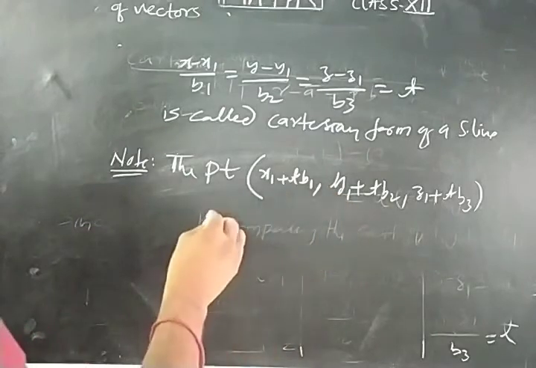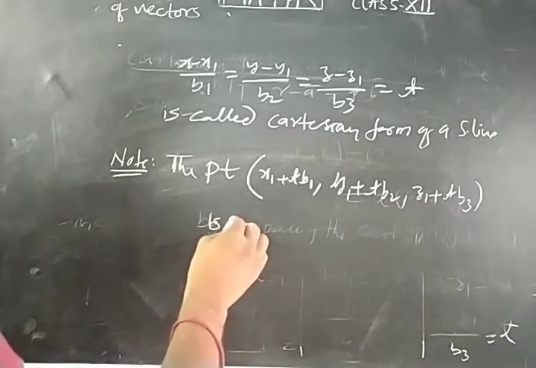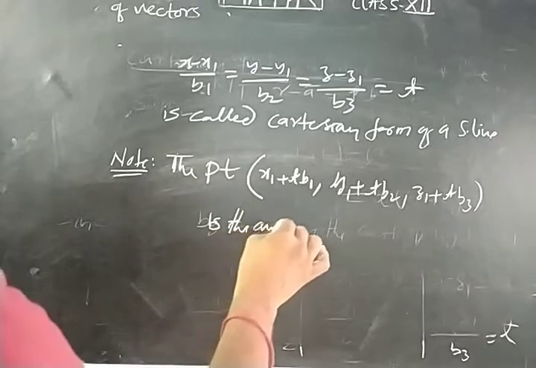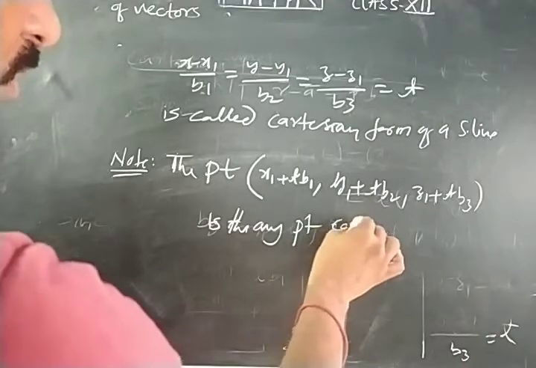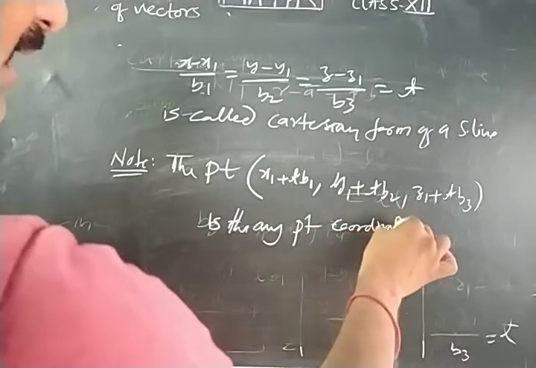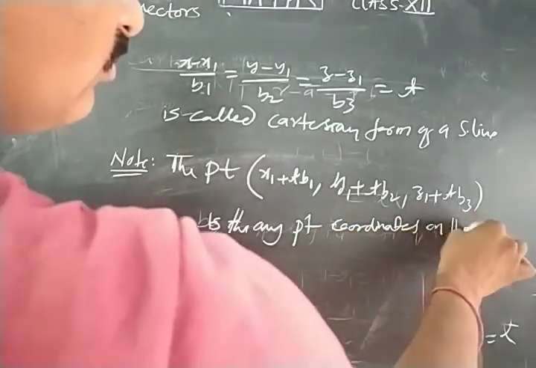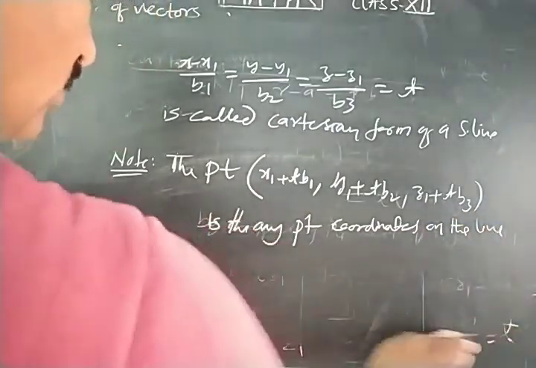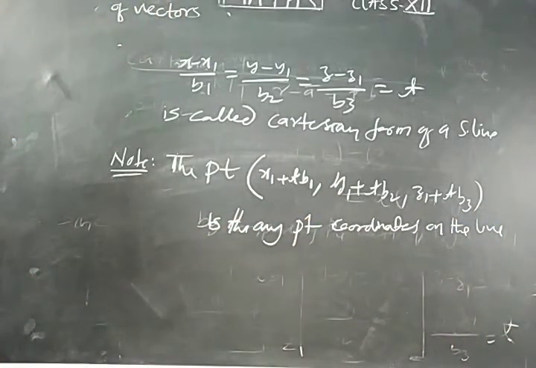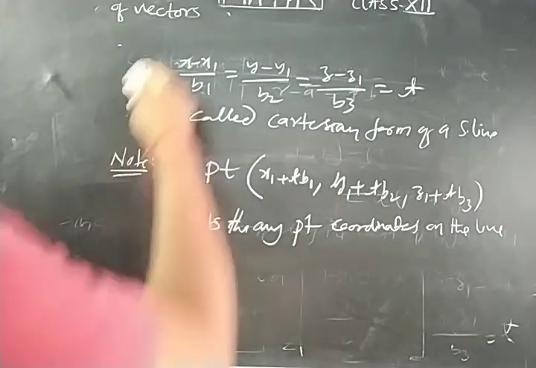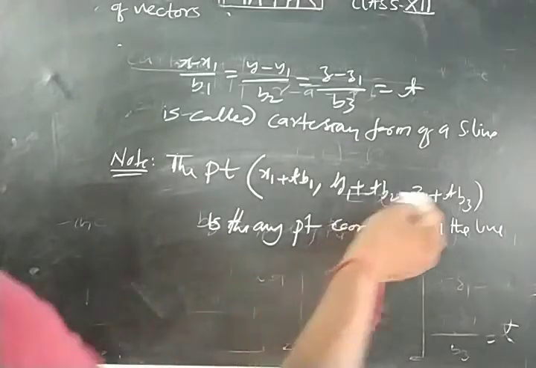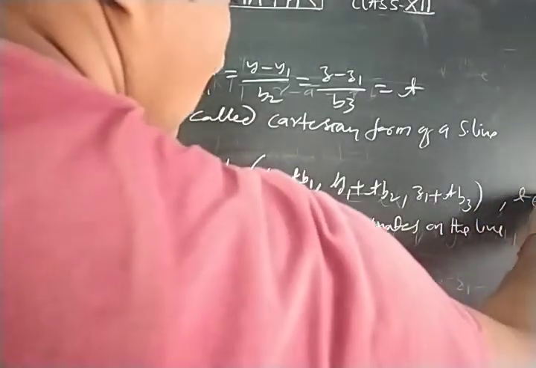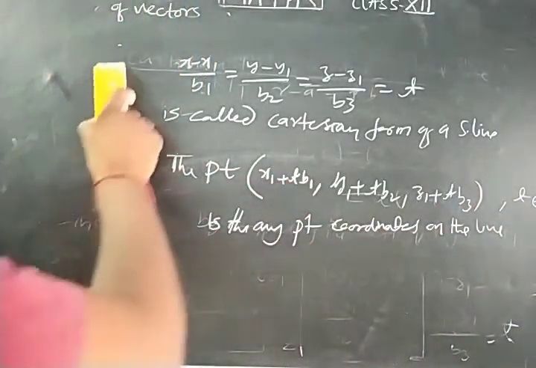The coordinates of any point on the line, okay. So we can use this formula to find any point on the line if you have the equation of the straight line in Cartesian form, right? Where t is a real number. This is note 1.